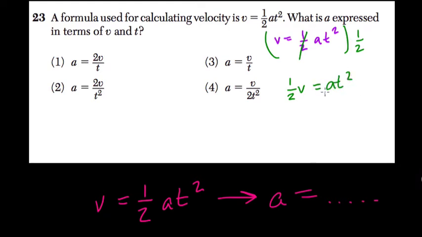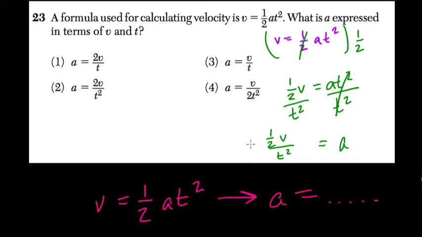So now I want to solve for a, so I divide both sides by t squared. So divide this side by t squared, right? And I divide this side by t squared. t squared divided by itself cancels out. And a now equals 1/2, right? v over t squared. So how do we deal with this? Because we don't really have that over here.